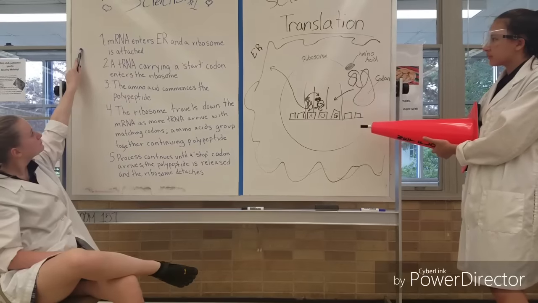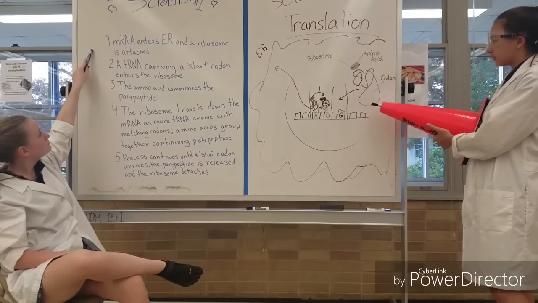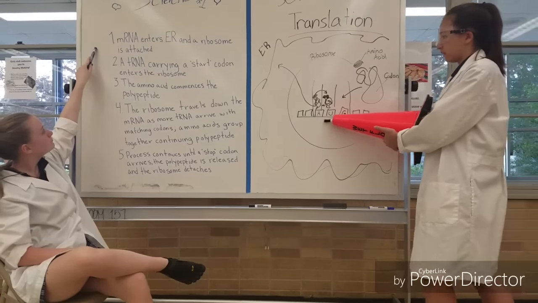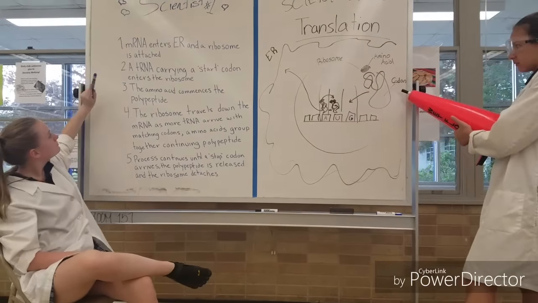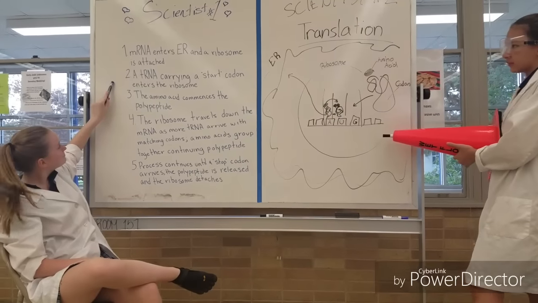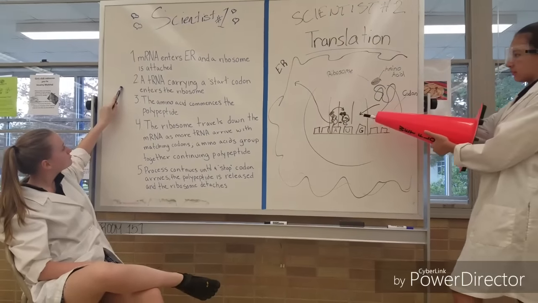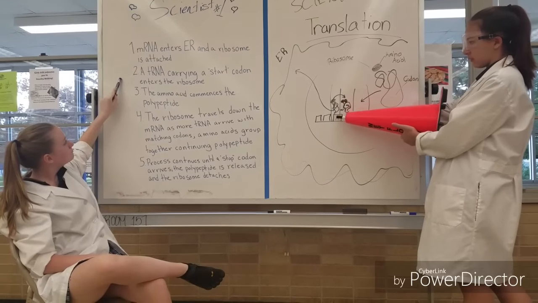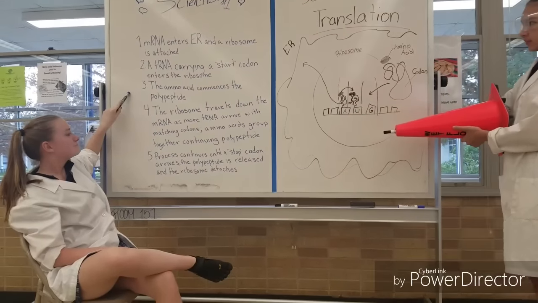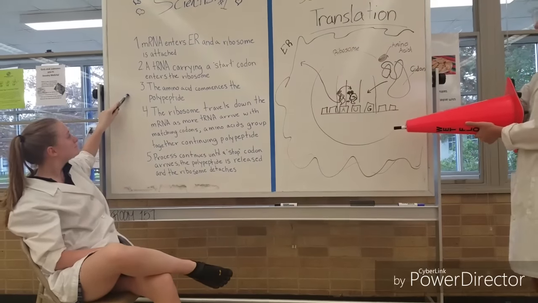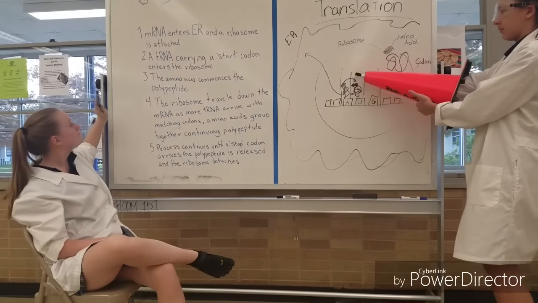Now let's talk about the next step in protein synthesis, translation. Step 1. mRNA enters the endoplasmic reticulum and the ribosome is attached. Step 2. A tRNA carrying a start codon enters the ribosome. Step 3. The amino acid commences the polypeptide.